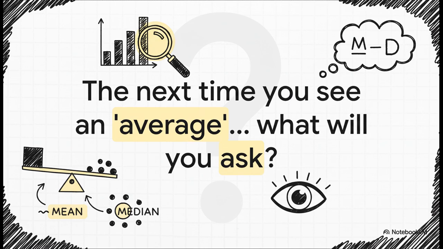So, here's the big takeaway. From now on, whenever you hear or read the word average, a little alarm bell should go off in your head. Be a little skeptical. And now you have the power to ask the smartest question in the room. Are you talking about the mean or the median? Because as we've just seen, the answer to that one little question can tell a completely different story.